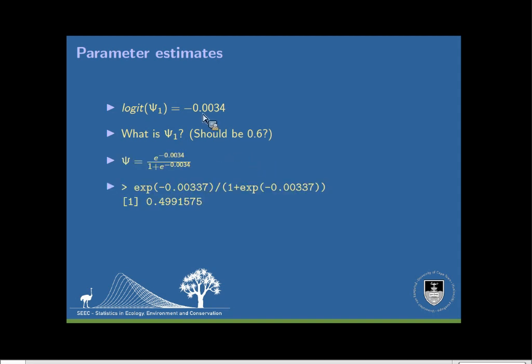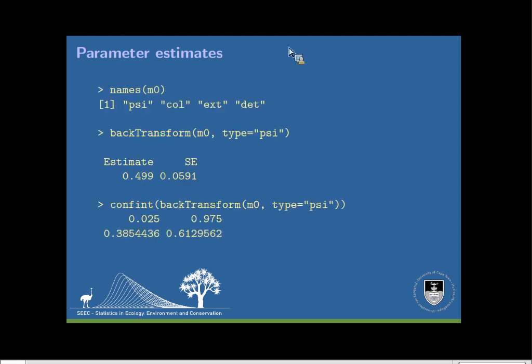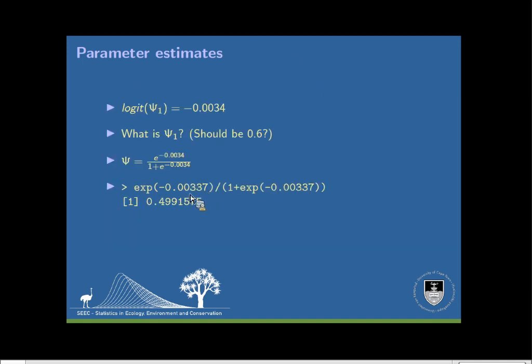What is psi? So it probably should be close to 0.6, right? Because that's what I used in my simulation. Well, this is on the logit scale, so you just need to use the inverse logit to get the initial occupancy probability. So inverse logit is here, and that's just how you do it in R. And we get 0.5 initial occupancy, which is not too far away from 0.6. It's not exactly that, but the model is different to what I used to simulate, so I wouldn't expect this to be exactly the same. And anyway, there's some stochasticity in here because I simulated the data.